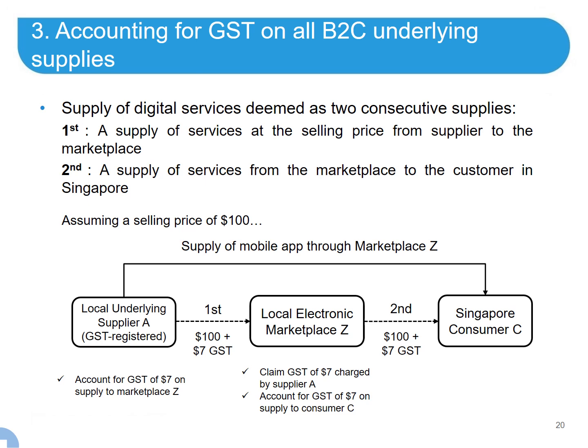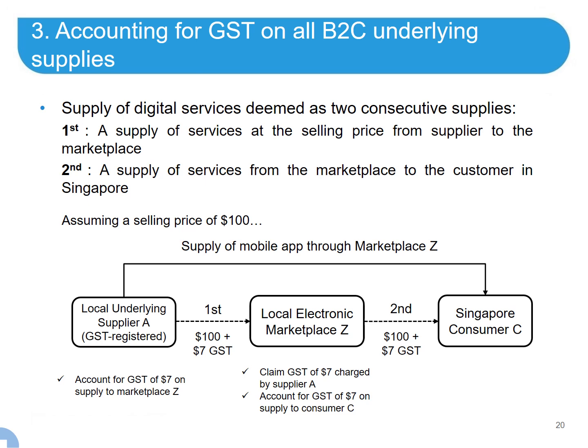Local marketplace Z will claim GST of $7 charged by A, assuming A is GST registered, and Z will account for GST of $7 on its supply to consumer C. To address concerns that supplier A may not have enough time to issue tax invoices to marketplace Z, supplier A will not need to issue a tax invoice to marketplace Z.